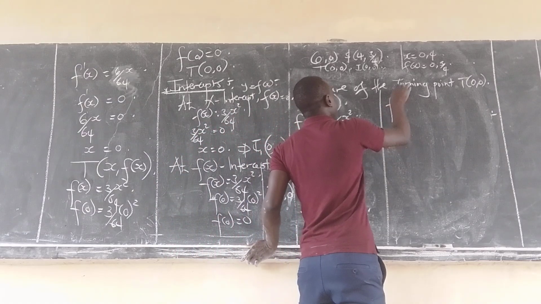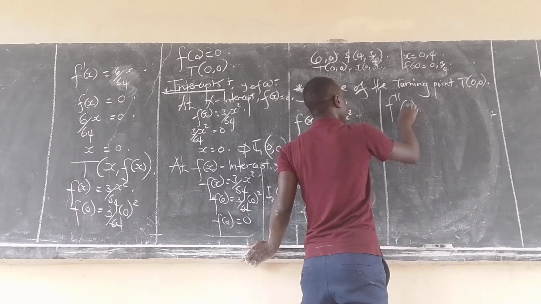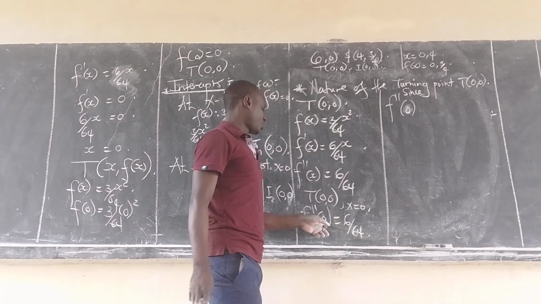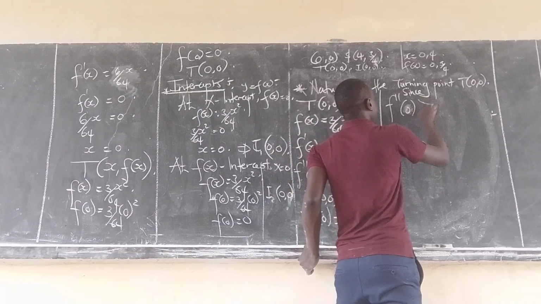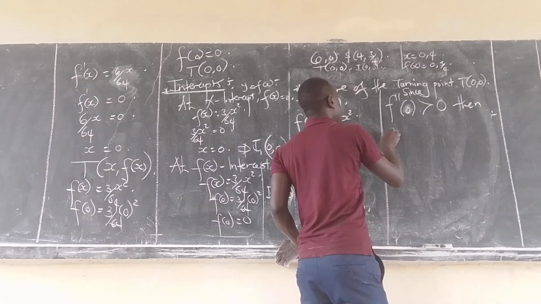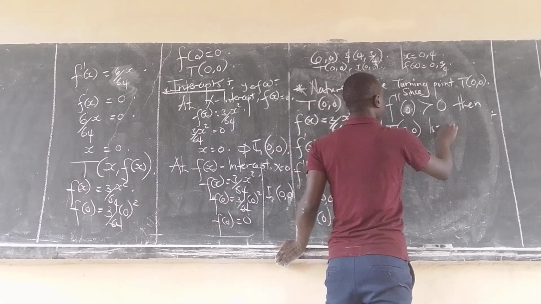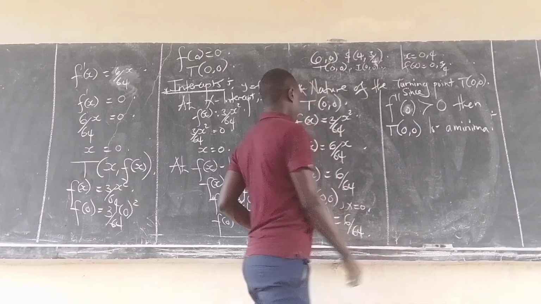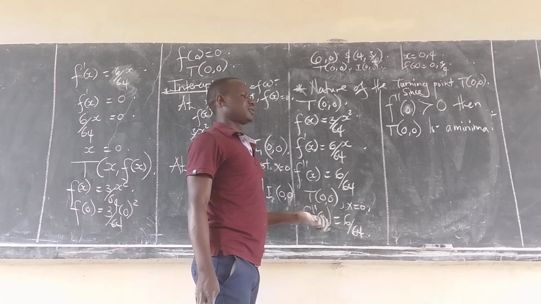Now it means f double prime of x at the x coordinate, since f double prime of 0, which is 6/6, therefore, is greater than 0, then it means that the turning point, which is 0, 0, is a minimum. So we say if f double prime of x at the x coordinate of the turning point is greater than 0, it is a minimum.